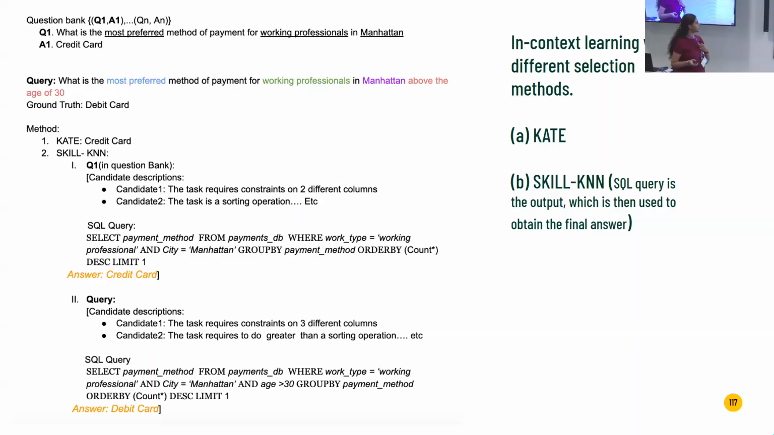These are all similarities. So CATE will most probably just see the semantic similarities and extract the answer as credit card, which is wrong because the query also includes a further condition, above the age of 30, which is where our skill KNN takes place. We convert them into candidate descriptions, like candidate 1, candidate 2, form the SQL query, and then get the correct answer. And in the case of the second part, which is the query, we get the SQL query like this, which also includes the condition age greater than 30 and gives us the right answer, debit card, which is why we use this technique.